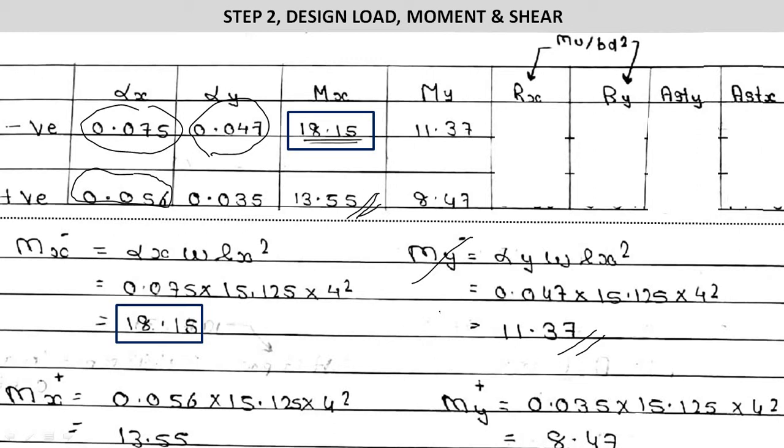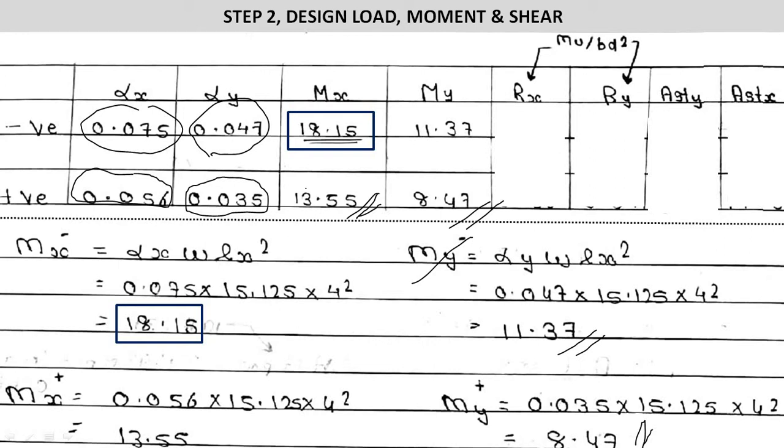So moving on to the My positive by using the value of alpha y positive. So we will have 0.035 into 15.125 into 4 square. So we'll have the value of My positive as 8.47.